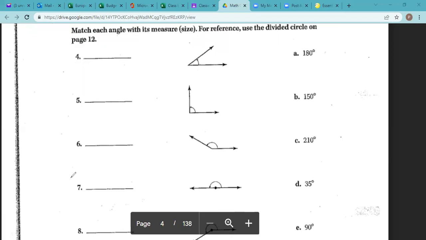All right, so number 7, this is the figure for number 7, and you should know, because I've already said it a few times, how many degrees is this? So this angle right here is 180 degrees. So this would be A. It's half of a circle. So your answer is going to be A.